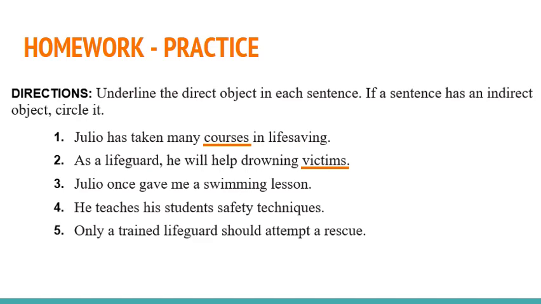Victims is my direct object. Number 3, Julio once gave me a swimming lesson. Julio is my subject, gave is my verb. Whom did he, or what did he give? He gave lessons. To whom did he give the lessons? He gave me the lessons. Lesson is my direct object, and me is my indirect object.